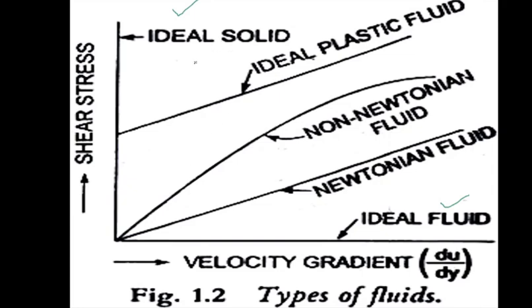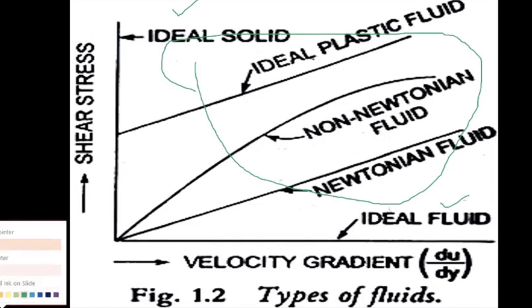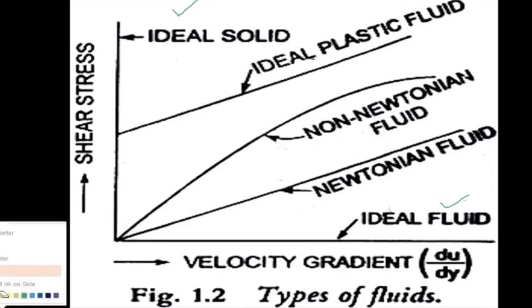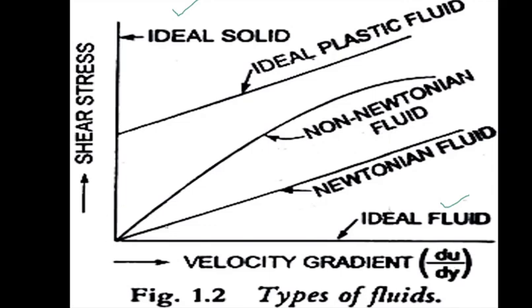So real fluids, these three are also real fluids, just we have to compare with the equation, right? Next, Newtonian fluid: a real fluid in which the shear stress is directly proportional. Shear stress is directly proportional means what? This will be linear. So Newtonian fluid, whenever the shear stress is directly proportional to the velocity gradient, it will be a straight constant line. So it is linear. See here.